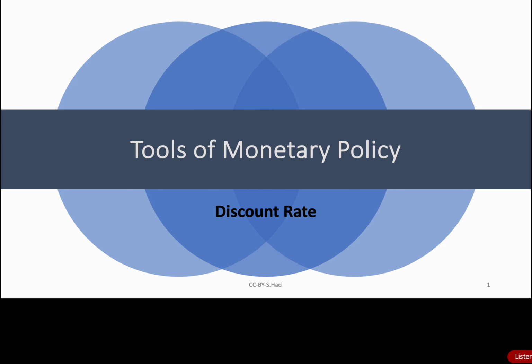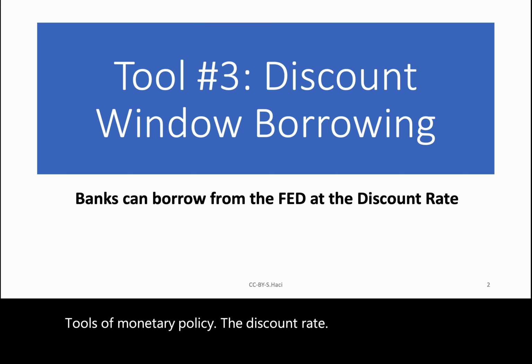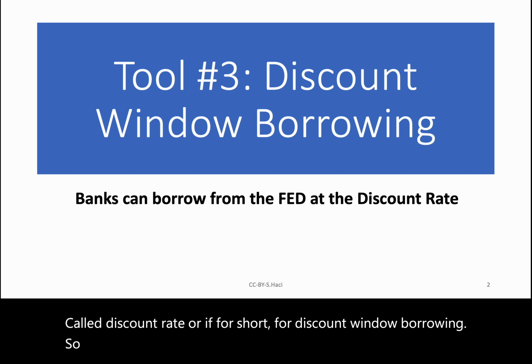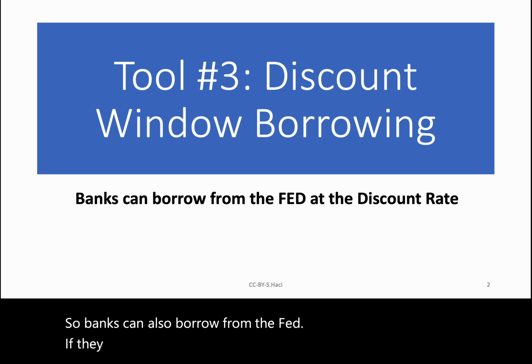Tools of monetary policy, the discount rate. This is tool number 3, called the discount rate, or discount window borrowing for short. So banks can also borrow from the Fed if they need additional cash, and they will pay the discount rate.